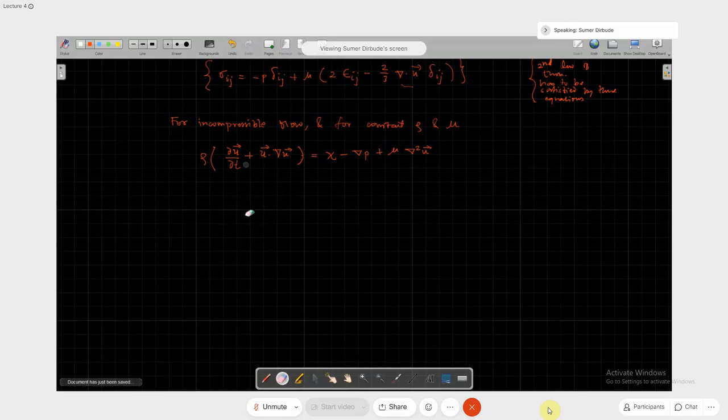So this is called the governing equation for conservation of momentum. This is a vector equation where u is a vector quantity, and it can be defined in component form as i u component, j v component, k w component.